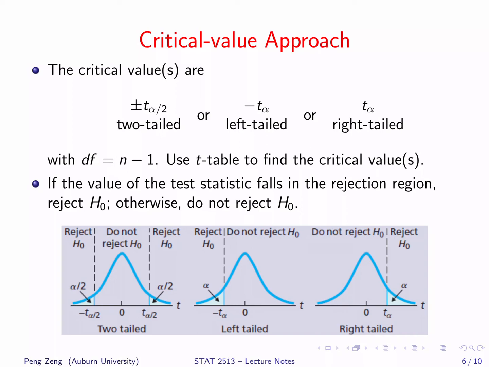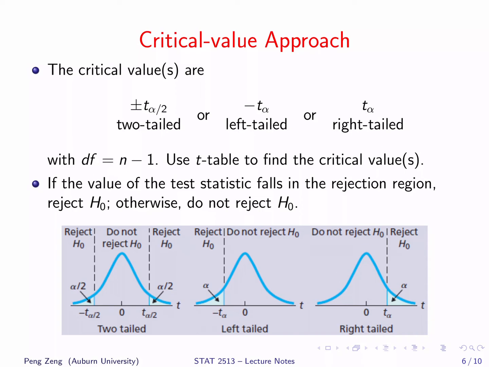We can draw a conclusion based on the critical value approach or p-value approach. For the critical value approach, we find critical values according to different alternative hypotheses. Notice that the number of degrees of freedom is n-1, where n is the sample size. We need to use a t-table or Excel to find these critical values.